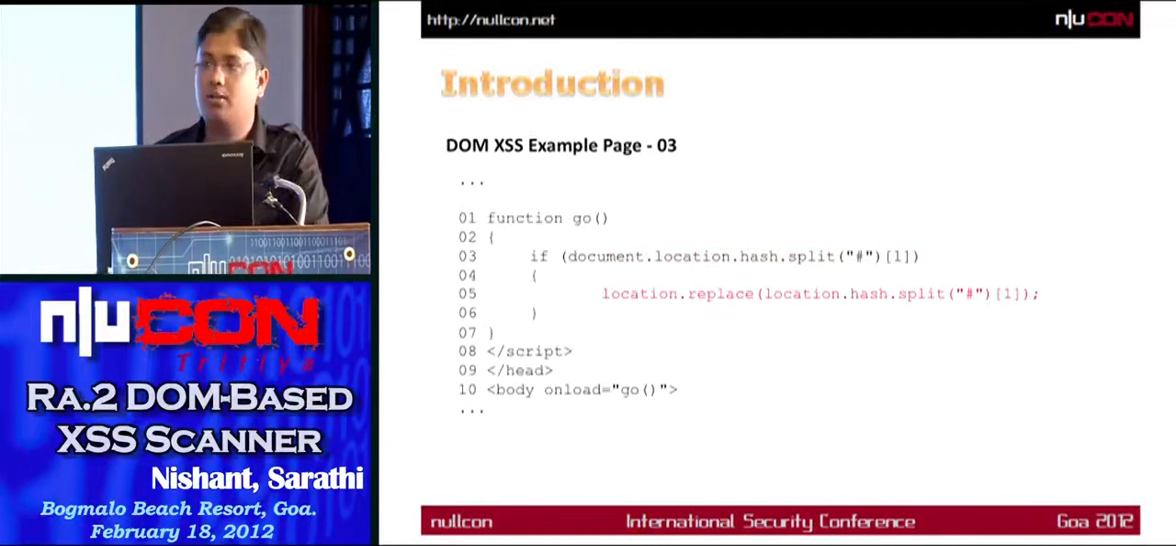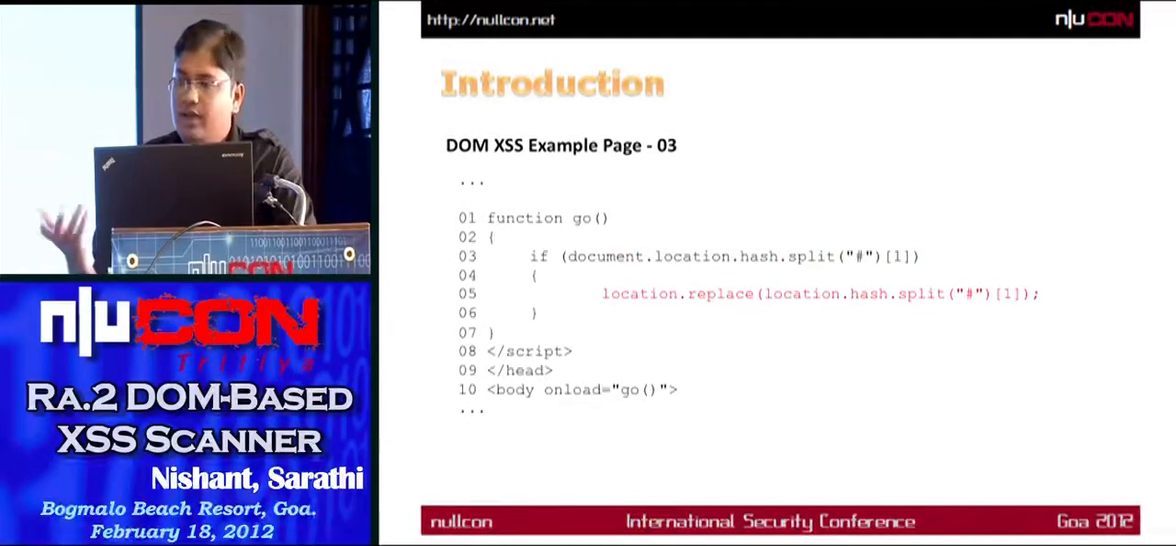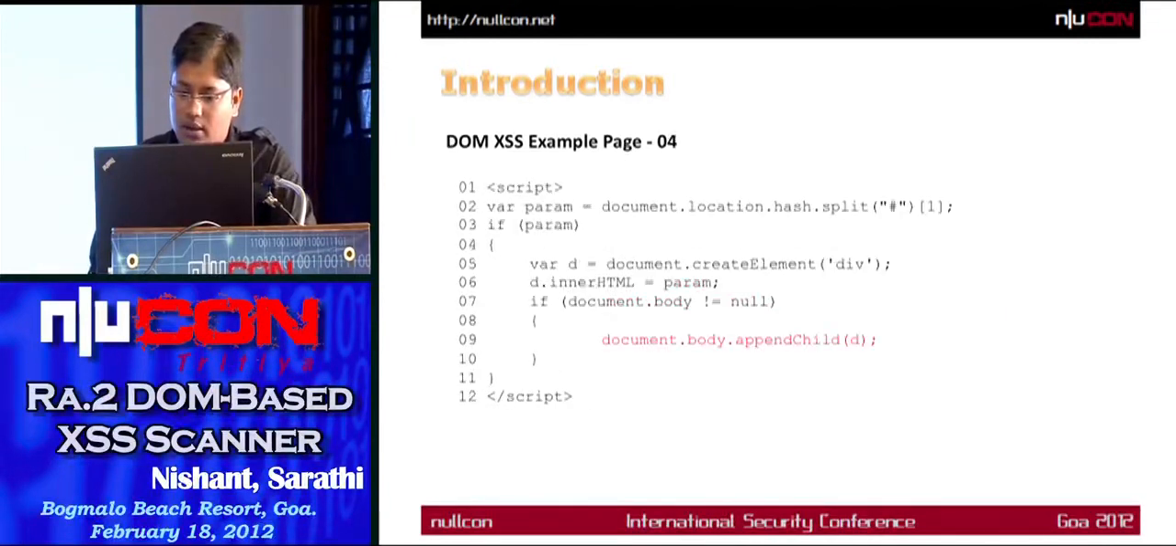This is one more example, a pretty simple example of a redirect: splitting and taking the first element after the hash and then doing a redirect, but then we can anyway always inject the javascript colon alert. This is one more example. We are taking the user input and appending it to the body node of the DOM. So we have a body and then a div, and we are appending it to the div.